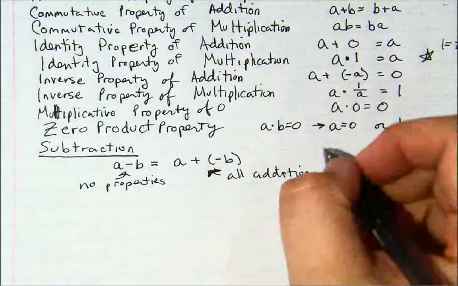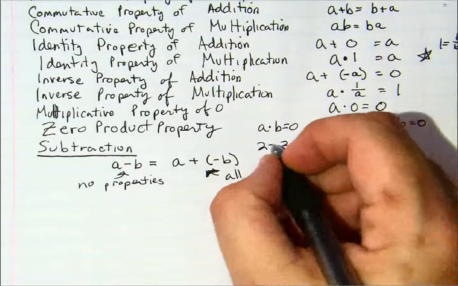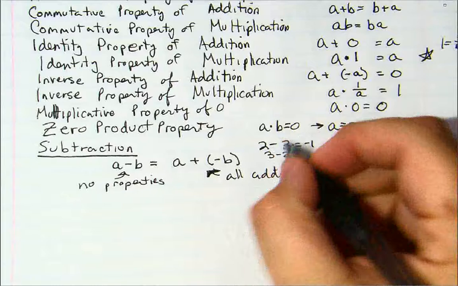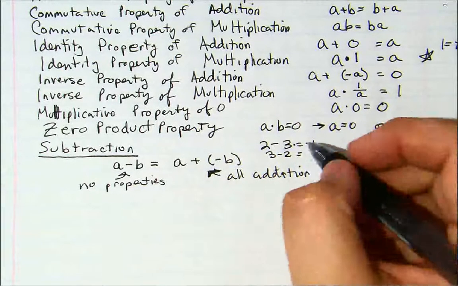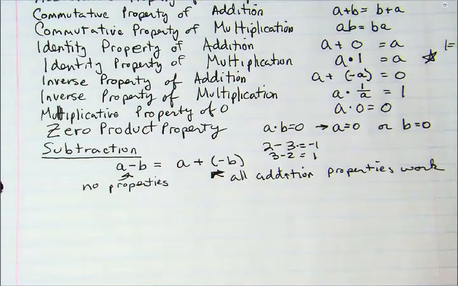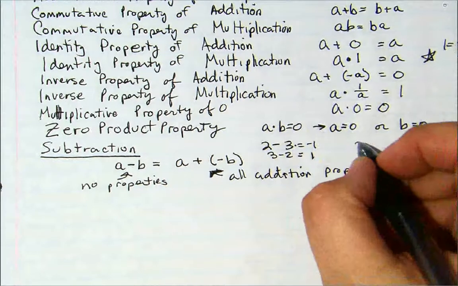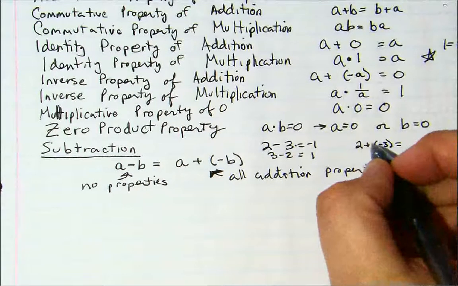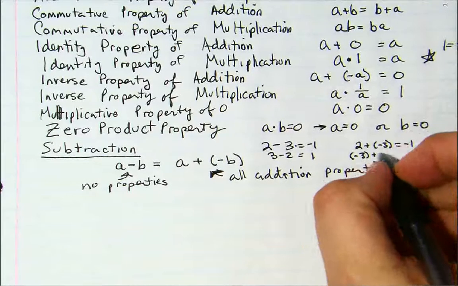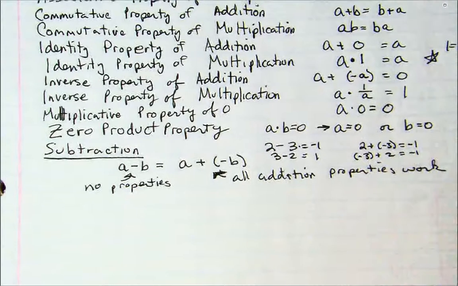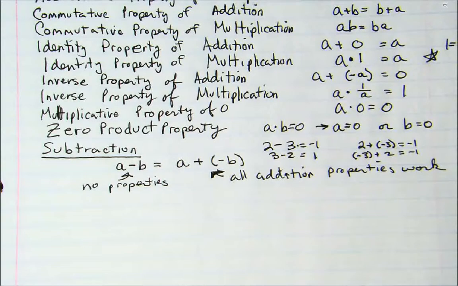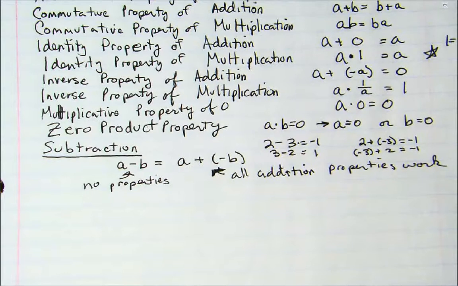If I do just a quick example over here, let's go 2 minus 3. 2 minus 3 we know is negative 1. If I say 3 minus 2, and I just use the commutative property of addition, change the order, I get a 1. It didn't work, did it? Because I'm supposed to get the same answer. But if I say 2 plus a negative 3, well, what's 2 plus negative 3? Negative 1. Then I switch these around and say negative 3 plus 2, what do I get? Negative 1. Now it works. So in order to use all of our properties, we need to think of subtraction as addition.